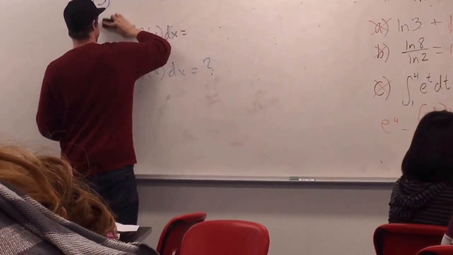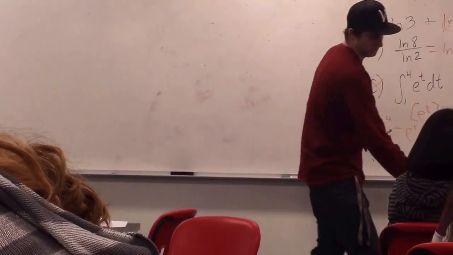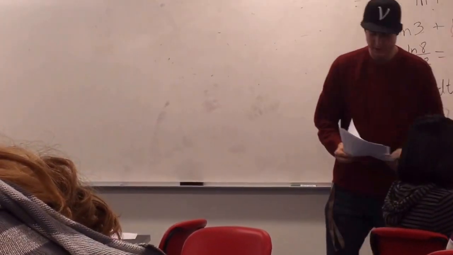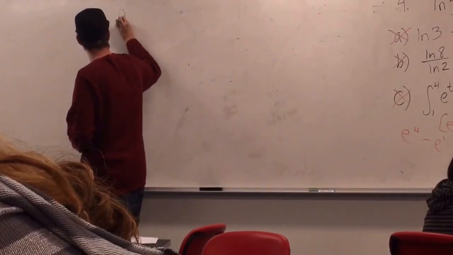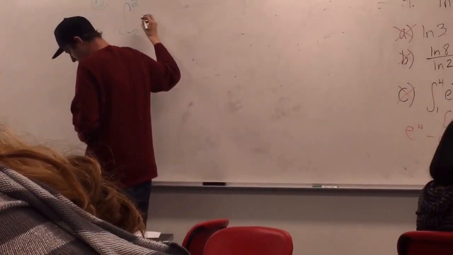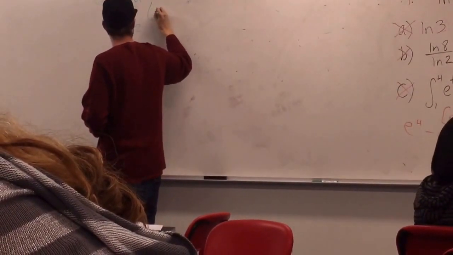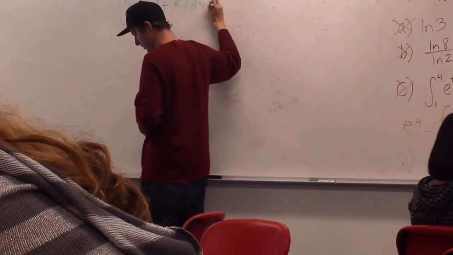Alright, any questions so far? Alright, next question we have is the integral from -2 to 2 of x to the 7 plus k dx equals 16.